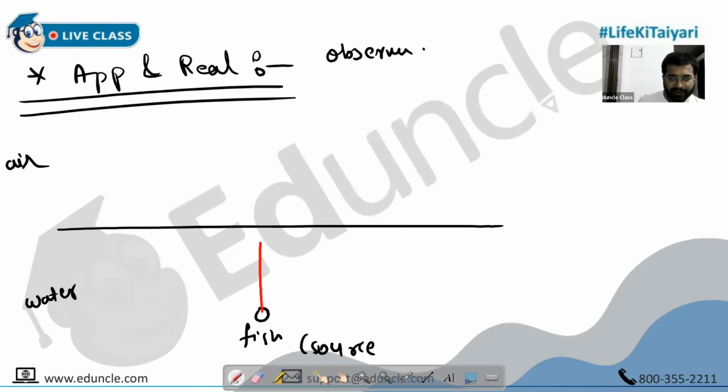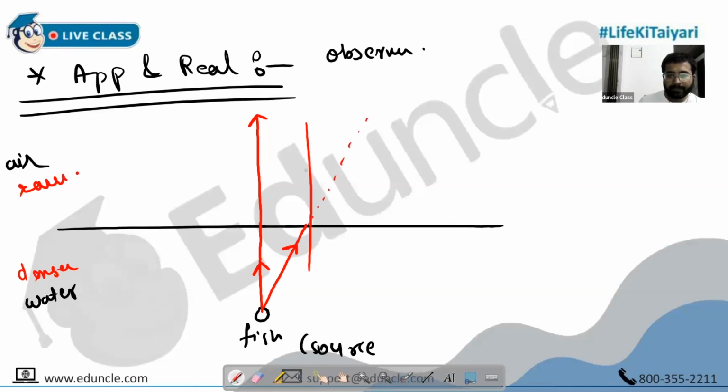One light ray will go along the normal and go undeviated. Another ray will go like this, but you are going from denser medium to rarer medium, water to air. So the ray is not going to go straight. How does it bend? Away from normal. Instead of bending towards the normal, it will bend away from the normal.